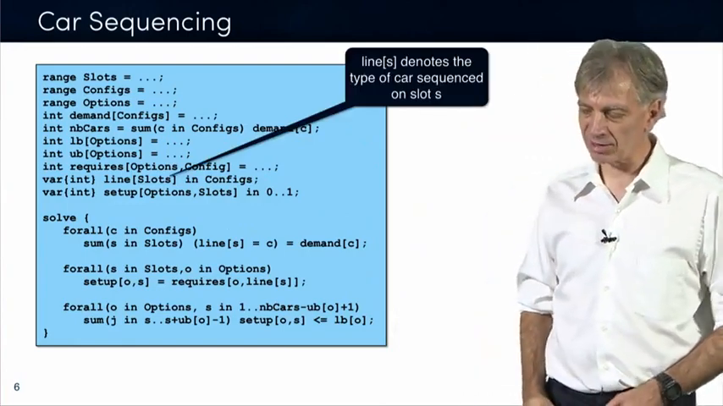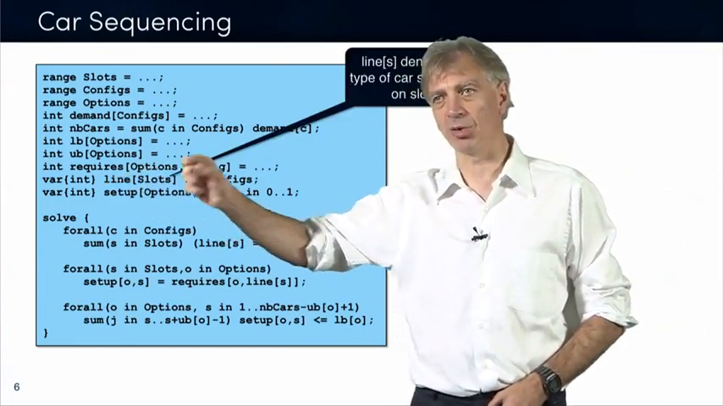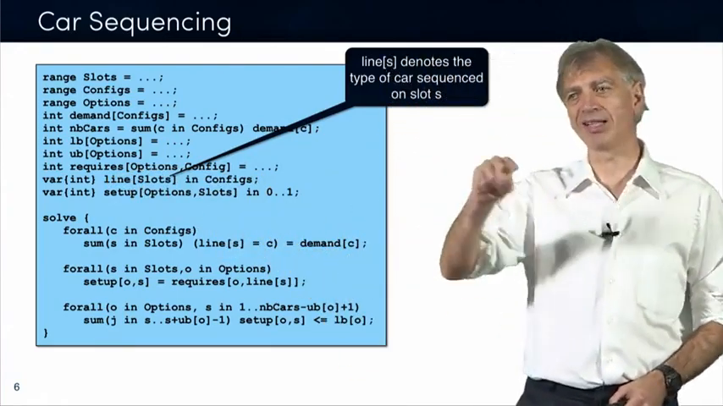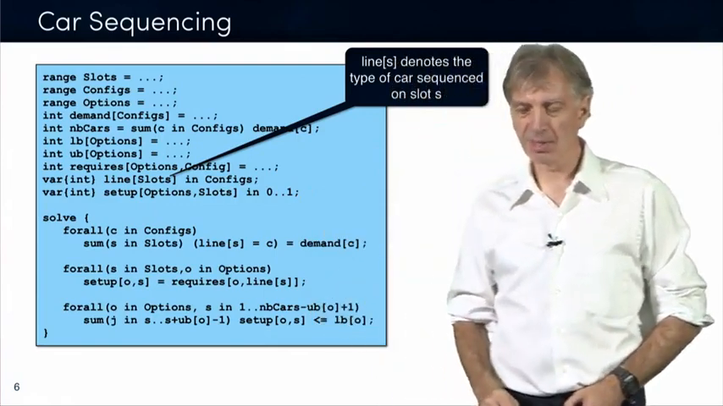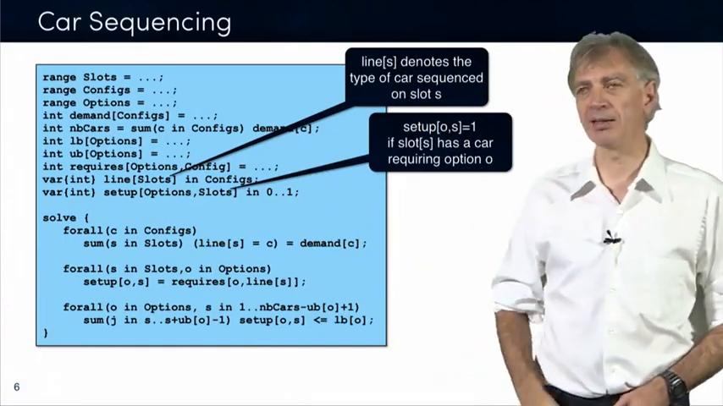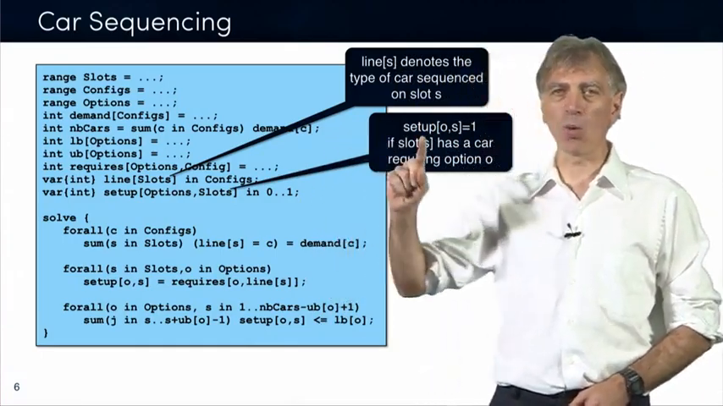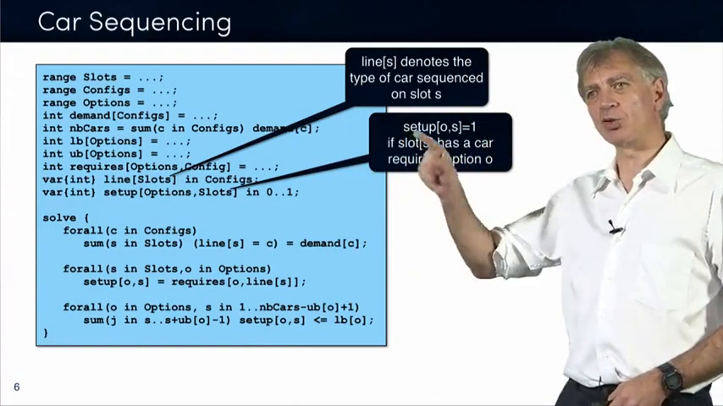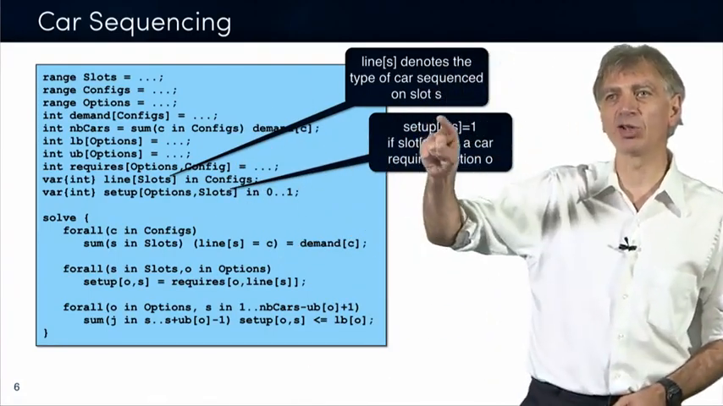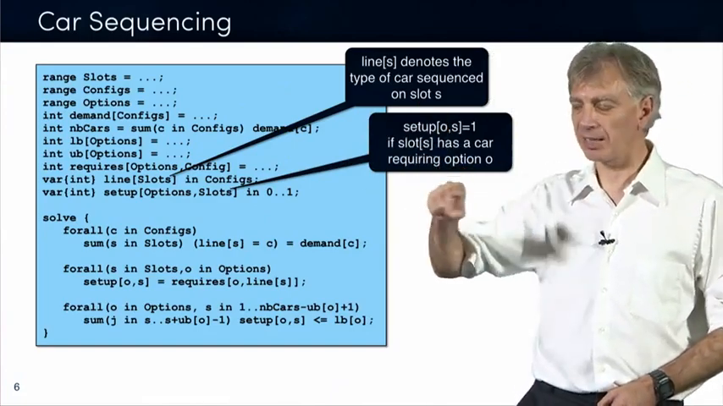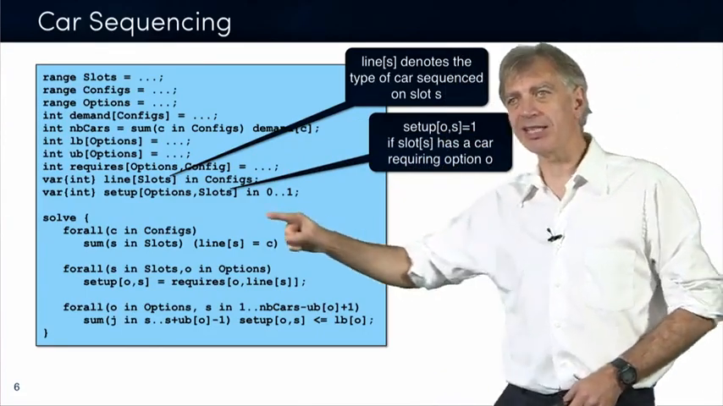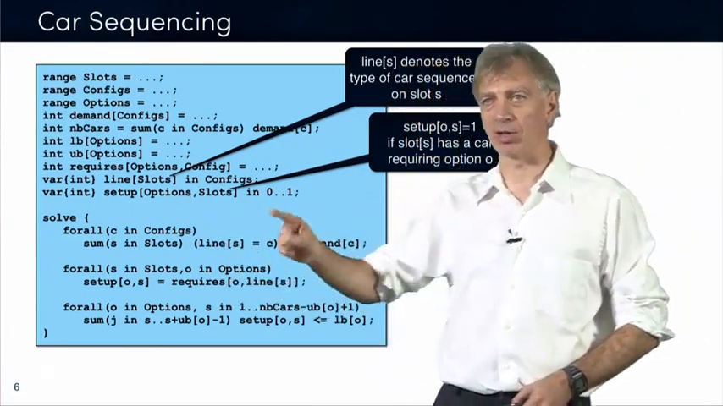Now, the interesting decision variables here are the line variables. Essentially, for every slot of the assembly line, that decision variable will tell you what type of car you have to produce there. Now, we use a set of auxiliary variables here, which are the setup variables. Setup O,S is going to be 1 when option O is required on slot S of the assembly line. That basically means that the type of car which is scheduled on slot S requires that particular option. Strictly, we don't need these variables, but they make it easy to state the constraints.